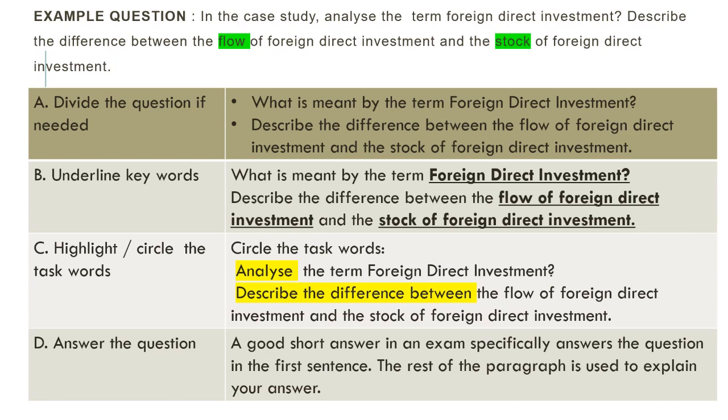A good short answer in an exam specifically answers a question in the first sentence. The rest of the paragraph is used to explain your answer. So the first line is what is going to address the question, and then the subsequent sentences are what is going to support your answer.